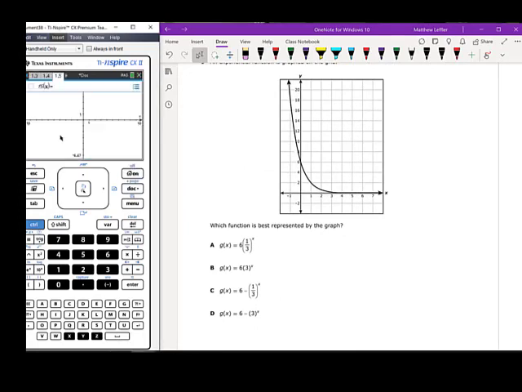So first one, 6 parentheses, 1/3 raised to the power of x. Remember, it's the arrow button right under the equal sign. So we know it's not A. And let's see if you can graph the other choices and find the match.